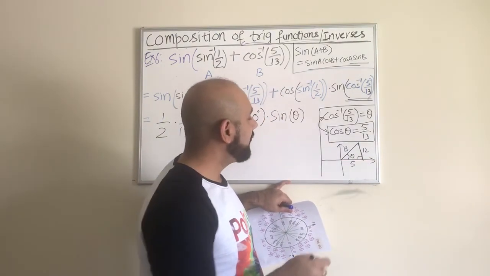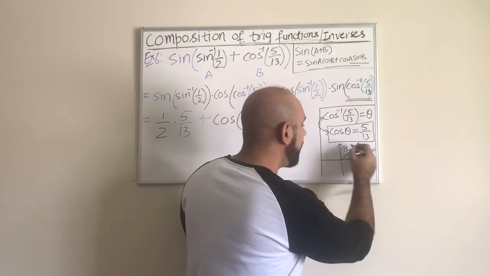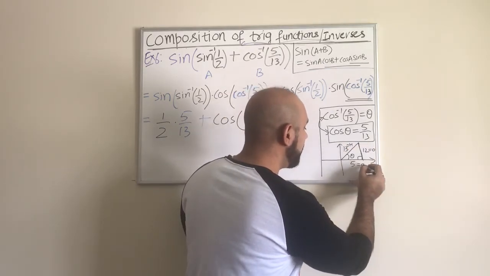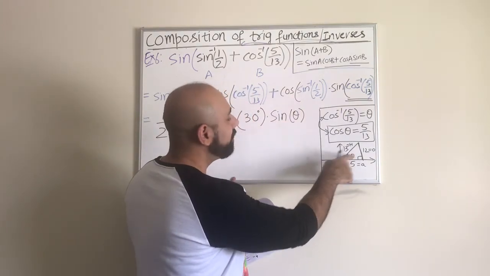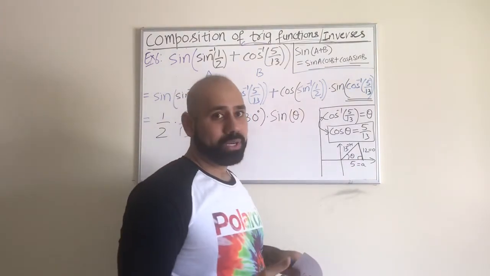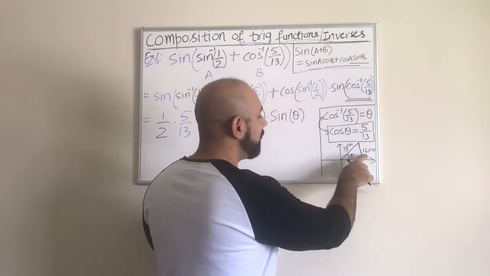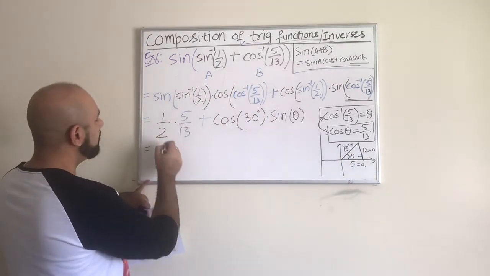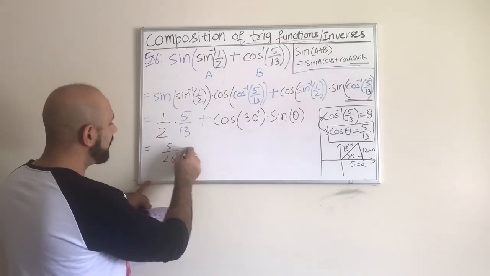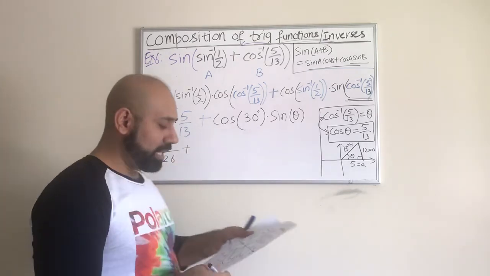We have all the three sides. This is the opposite, this is the hypotenuse, this is the adjacent. What we need here is the sine of theta. Just look at this reference triangle. What is the sine of theta? Sine is the opposite over hypotenuse. That means it's going to be 12/13. So let us try to do it in the next step. But here I'm going to simplify this. This is 5/26. Cosine of 30, again, I'm going to look at my unit circle.